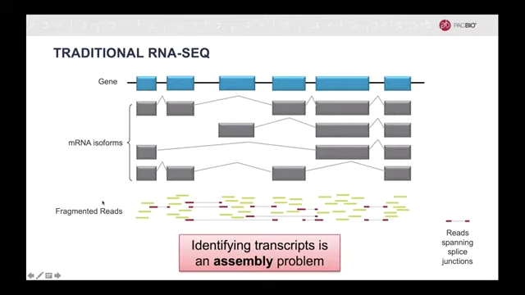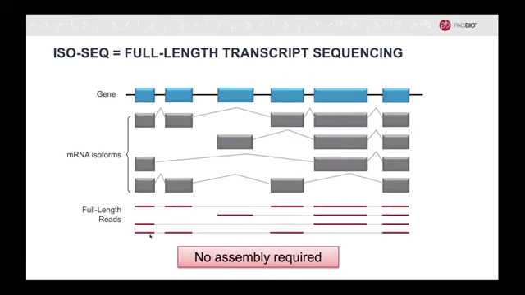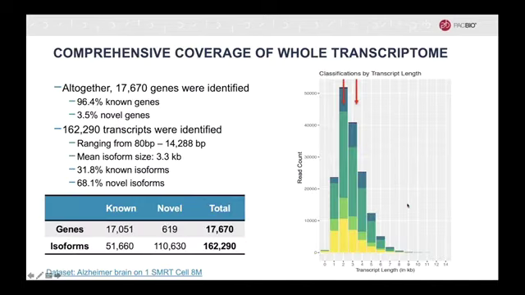So while traditional RNA sequencing is great at capturing gene level expression, you do not know which isoform is contributing to that expression. Whereas with long-read sequencing, you capture the entire transcript, so there's no assembly required, and you know you have captured it because you capture the 5' end, the poly A tail, and the 3' UTR.